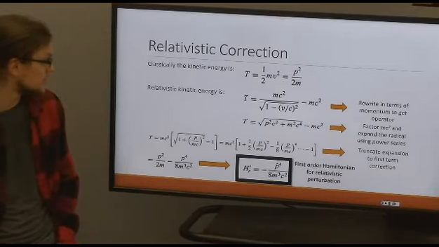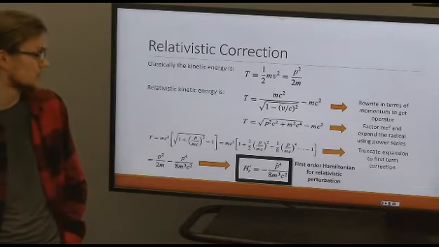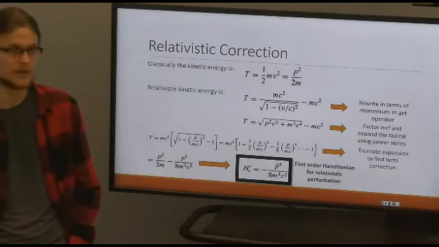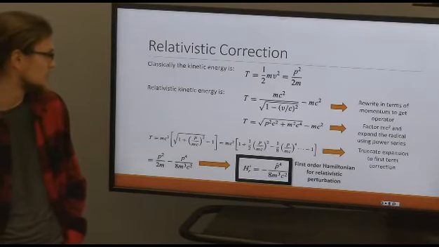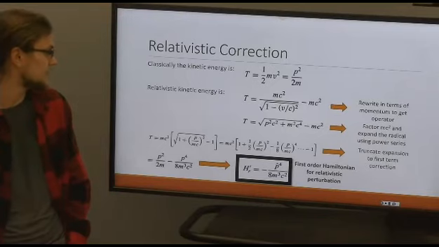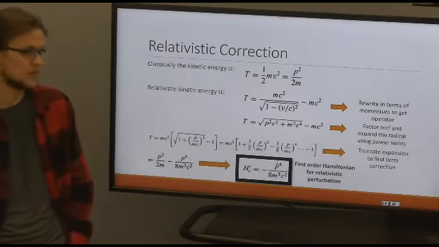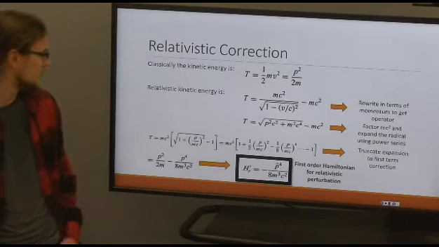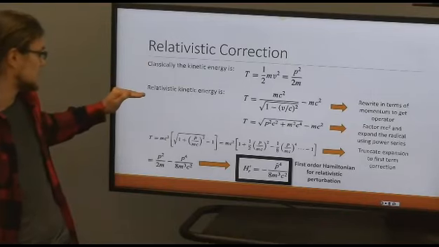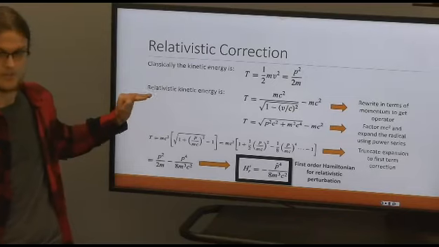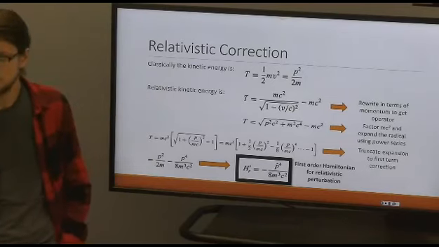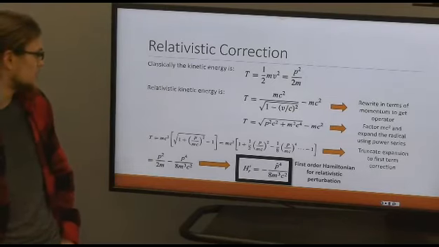So for relativistic corrections, classically we assume the kinetic energy operator is just p squared over 2m. But then if you account for relativistic corrections, you get a factor in the denominator which accounts for the Lorentz transformations. So we go from classical to relativistic, and then if we want to make it into an operator, we have to write it in terms of momentum because we know how to write momentum as an operator.